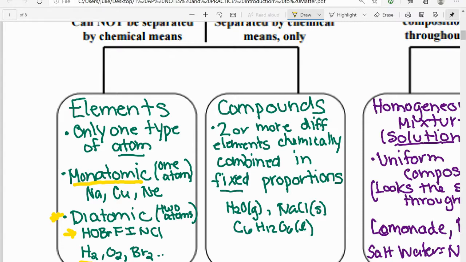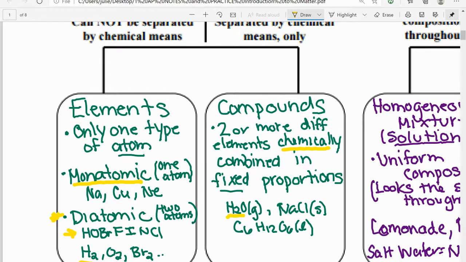Now, compounds are 2 or more different elements that are chemically combined in fixed proportions. Most of you are familiar with H2O. That's a fixed proportion. Every 2 hydrogens have to be bonded to 1 oxygen. If I change the proportion, it's no longer water. And we can have compounds in the gas, solid, or liquid state, but the only type of particle present in that sample is going to be one type of compound that's replicated.